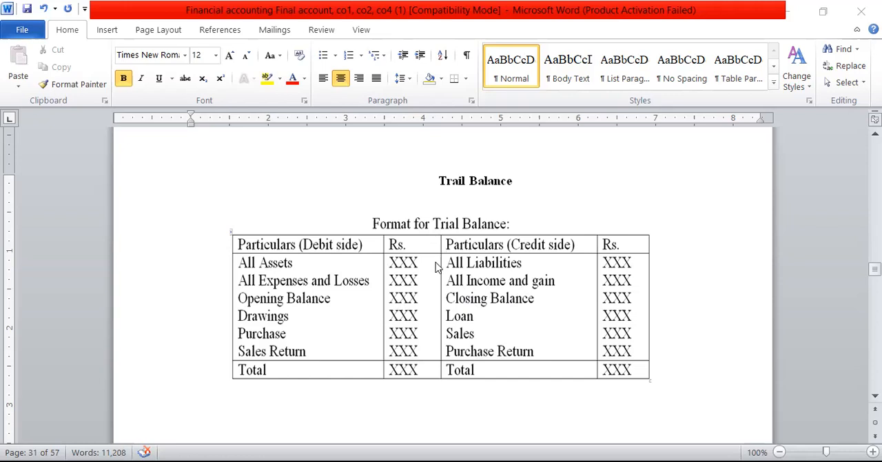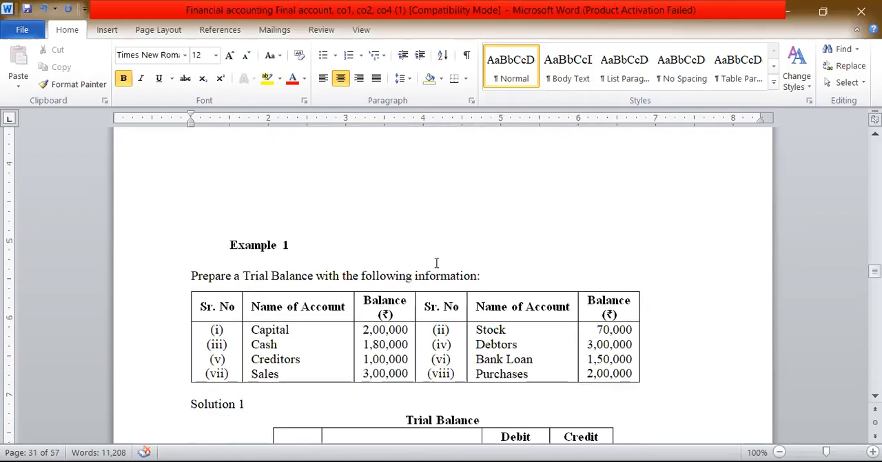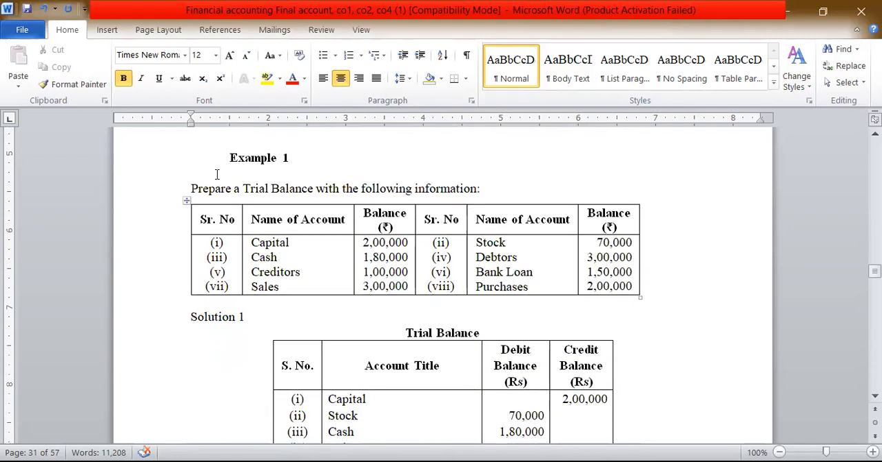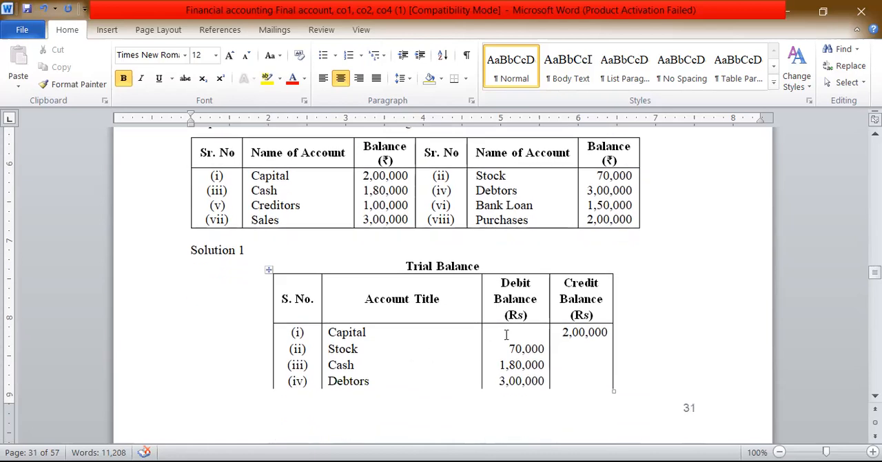Let's see a small example of how to prepare a trial balance. In example 1, prepare a trial balance with the following information. See here: capital, cash, creditors, sales, stock, debtors, bank loan, purchases. Coming to the debit side, all expenses, investments, and assets should be posted. Coming to capital, capital is an initial investment. It is credited to the company.